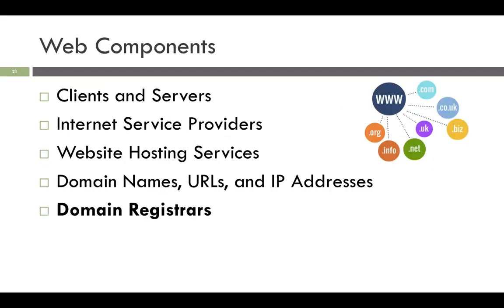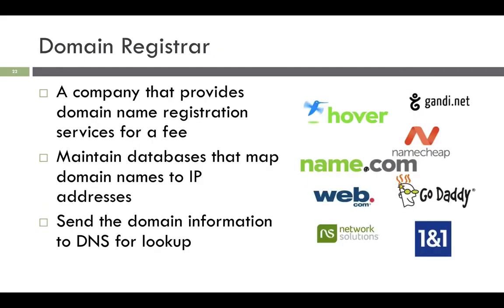A final component remains. How does someone get a domain name? Registrars provide this service and allow users to acquire domain names. A domain registrar is a company that provides domain name registration services for a fee. These companies maintain databases that map domain names to IP addresses. They also send the new domain name and IP address information to DNS servers.